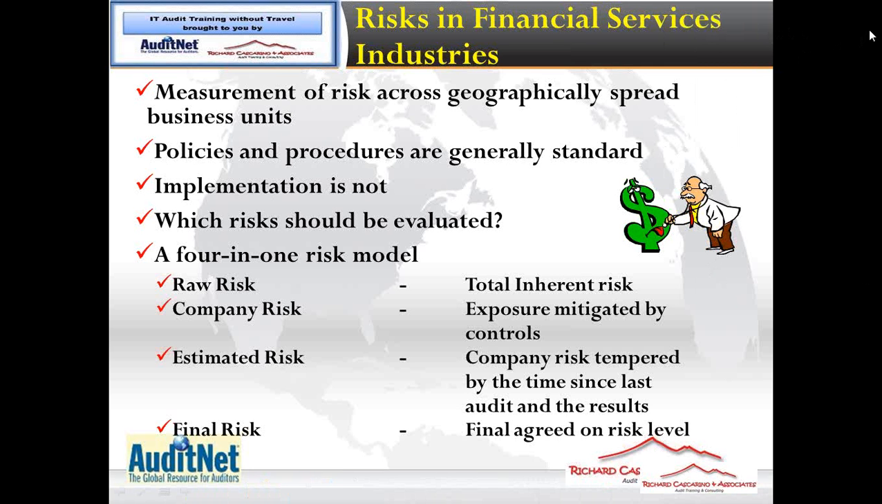And when financial institutions look at the risk models, they look at it in four levels. They look at raw risk, company risk, estimated risk, and final risk. Raw risk: assuming we had no controls or assuming none of the controls functioned as intended. How bad could it be?